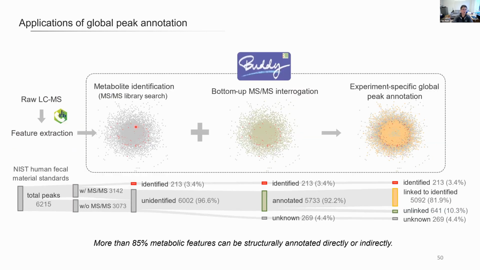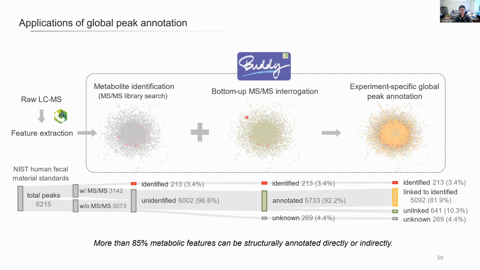So here's one example. We took a urine sample processed by MS-DIAL and got about 6,000 features. Among them, half have MS2 and half don't. By comparing with chemical standards and reference MS spectra, we identified 213, as shown here. This is molecular networking analysis. The red dots are the ones that have been confirmed. We have 6,000 dark matter features that have not been confirmed.